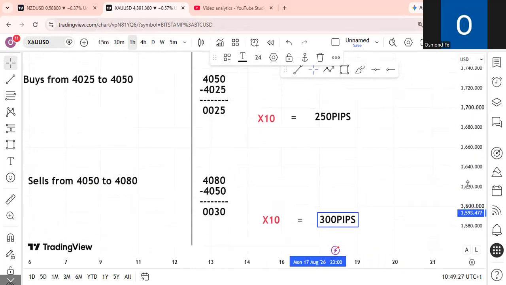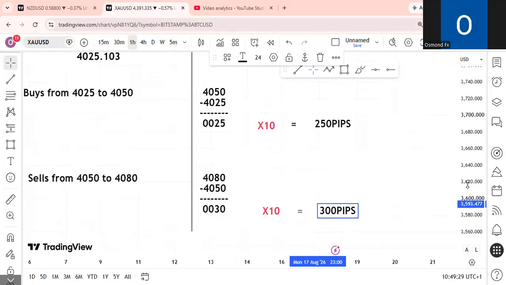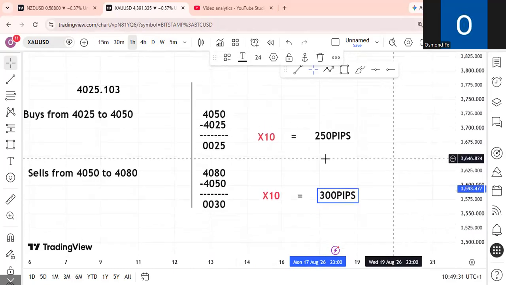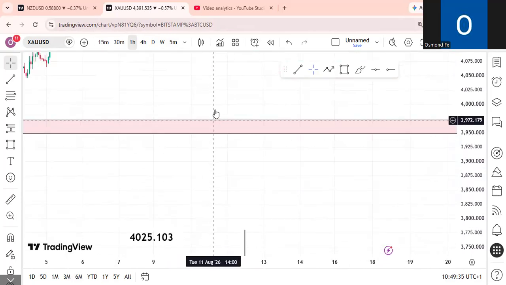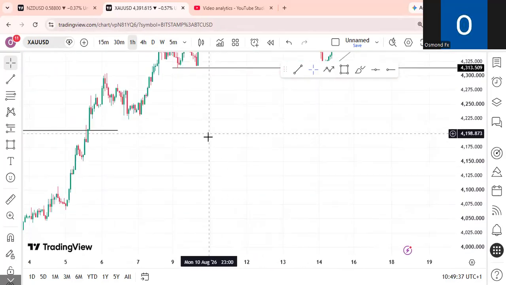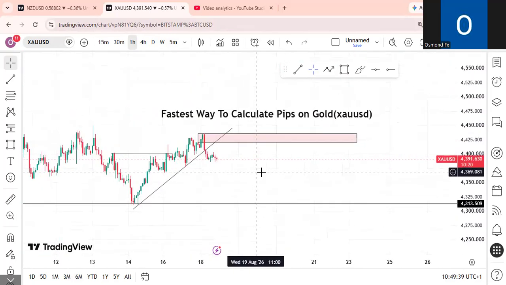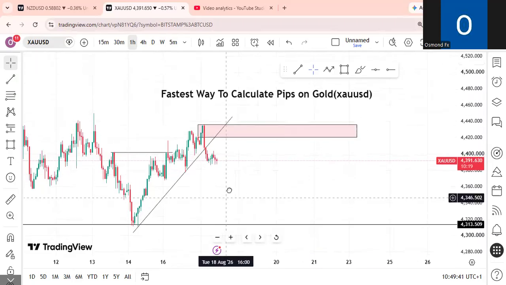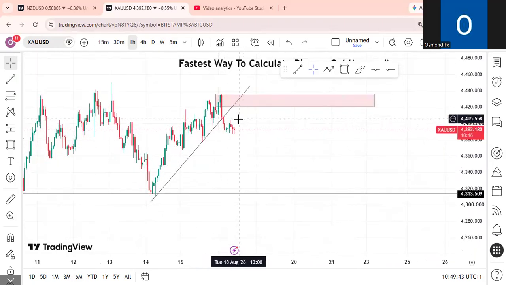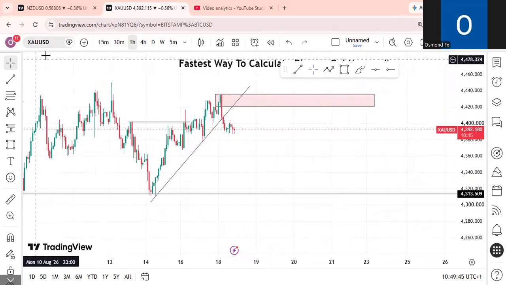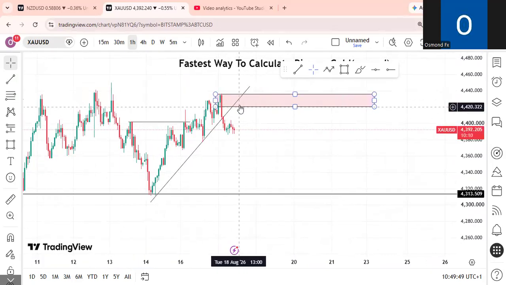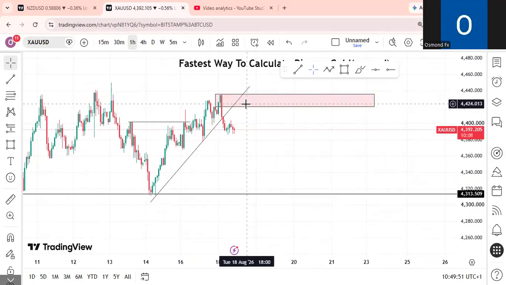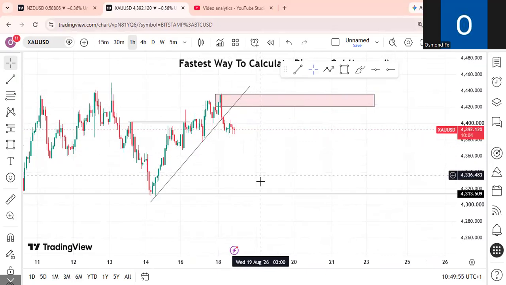I'm also going to show you how to do it with the measuring tool. So let's head over. Let me show you how to do it with the measuring tool. Coming over here, this is the setup that I'm watching on gold right now. I'm expecting gold to come back to this area. If I see a very proper confirmation, I want to sell from this supply zone to this low.